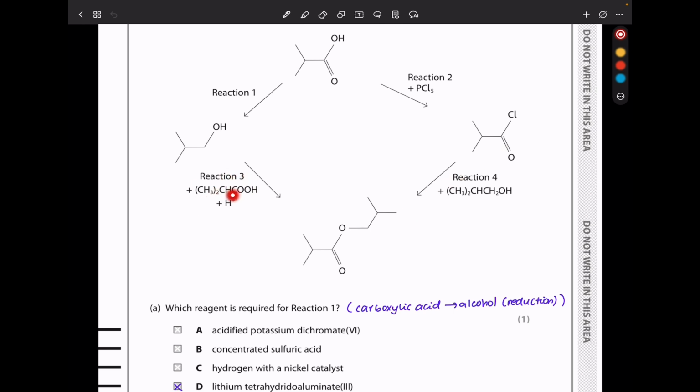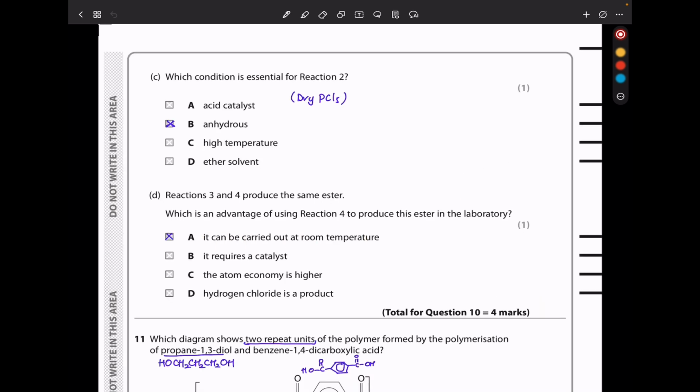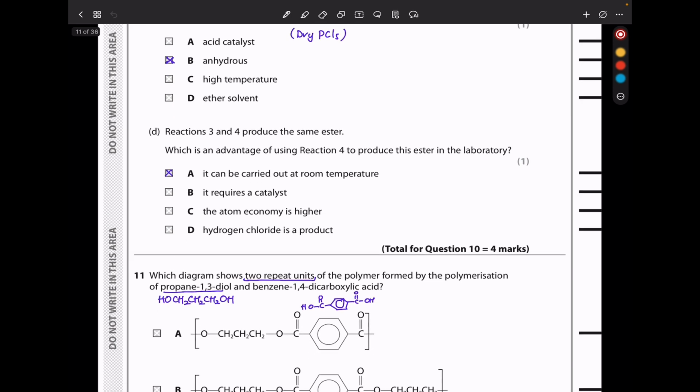This is going to require carboxylic acid, and this is going to require an alcohol because we already have an acyl chloride here. This one does not require heating, and actually we get a higher yield in comparison to this one. This one here is going to be reversible, and there is going to be a lower yield, although here will produce some toxic products. So it can be carried out at room temperature. The answer should be A.